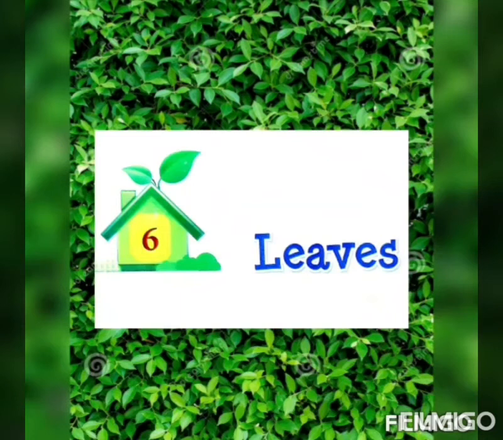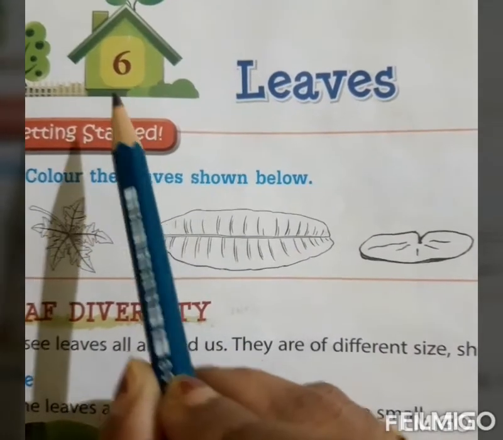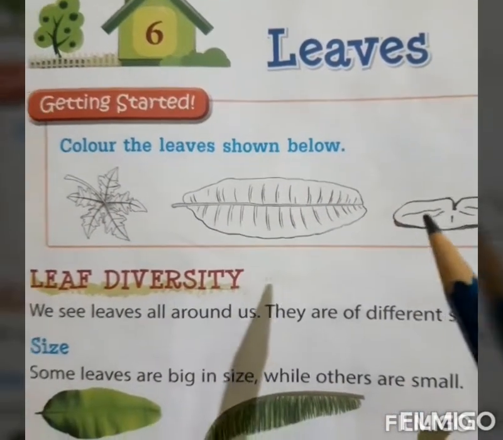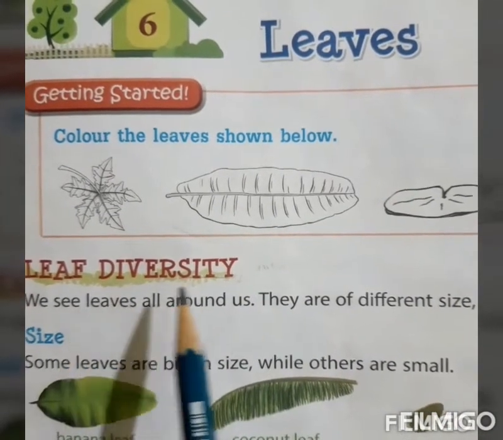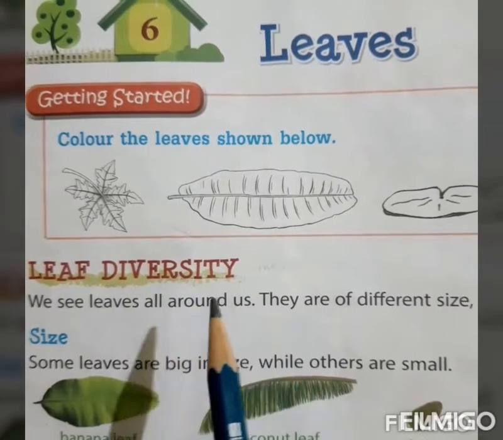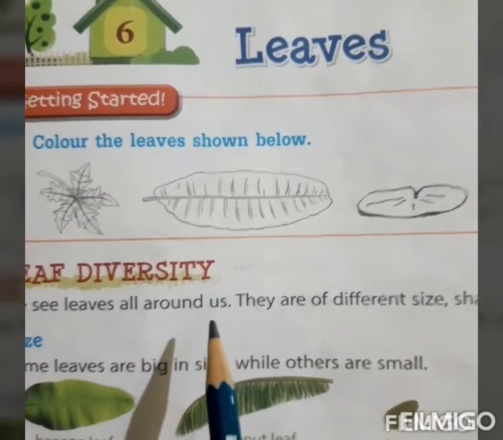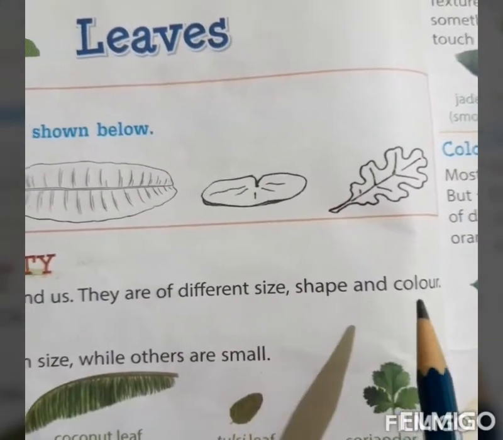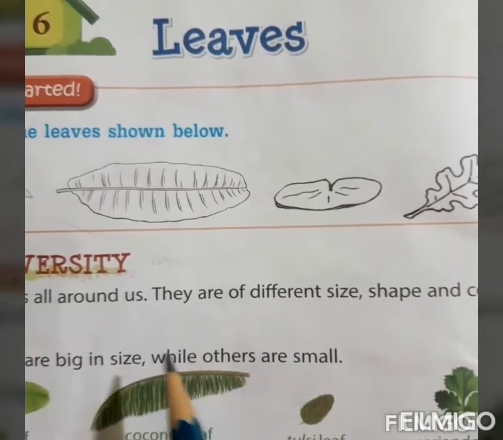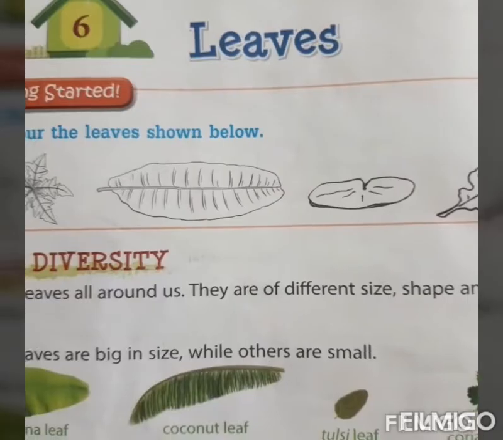In today's class, we will read chapter 6 Leaves of book 3. Chapter 6 Leaves. Let's start with the first topic, leaf diversity. Diversity means different types. We see leaves all around us. They are of different size, shape and color. Leaves of various plants are different from each other.